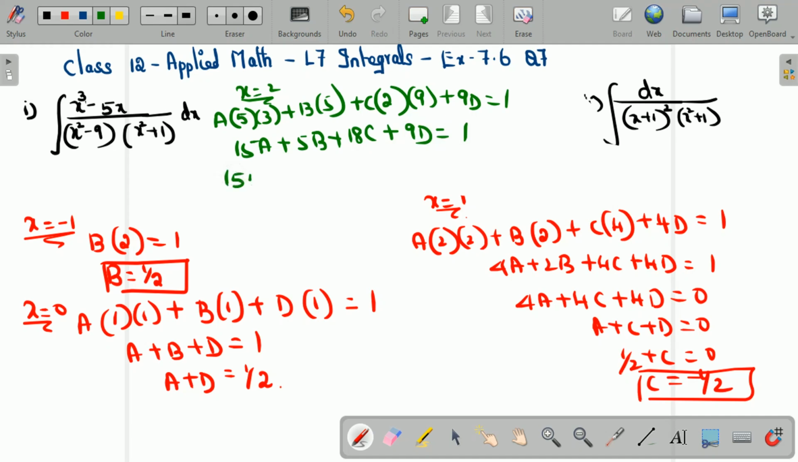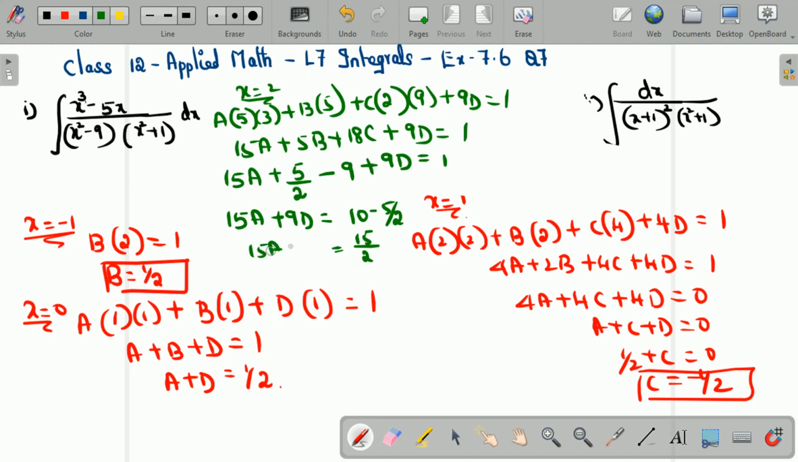So 15a, I don't know what is going to be the value. 5b, we can put this as 5 by 2. 18c, I can put 18 into minus half, so this is going to be minus 9 plus 9d is equal to 1. So let's calculate this value. This is going to be equal to 15a plus 9d is equal to 1 plus 9 is 10, 10 minus 5 by 2. If you take LCM, it is 20, 20 minus 5 is 15 by 2.